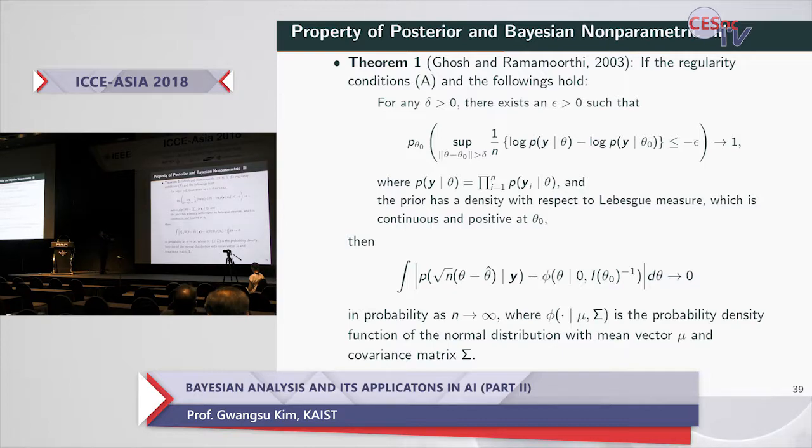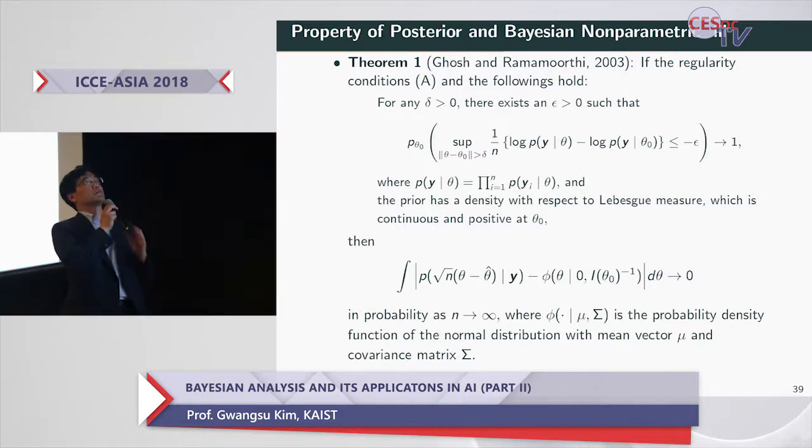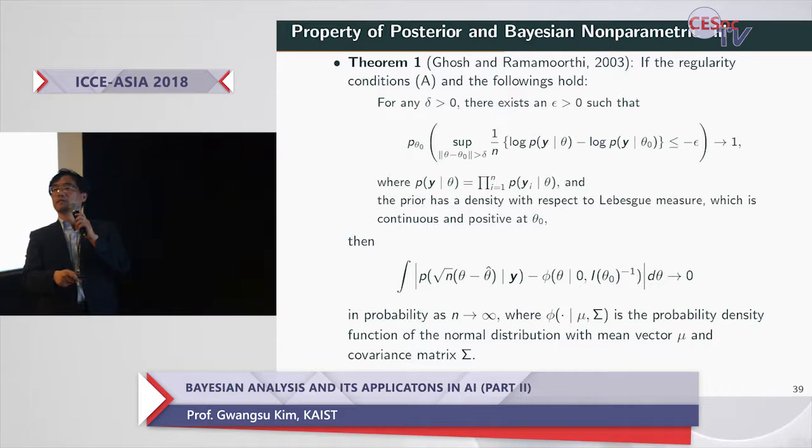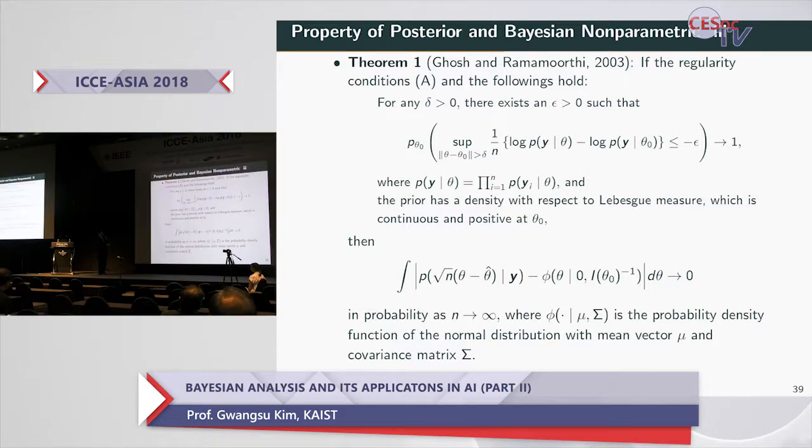It's the theorem of Gaussian and Ramada. It has very massive regularity conditions, but the result is that the posterior distribution converges to this distribution, which is a normal distribution. So the posterior converges to the normal distribution as the data size increases.